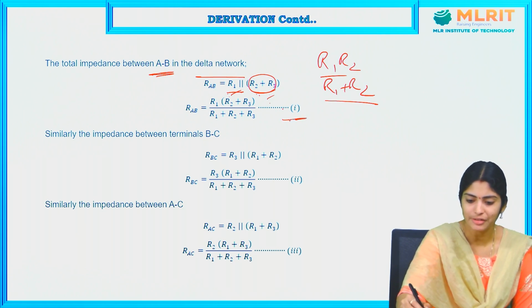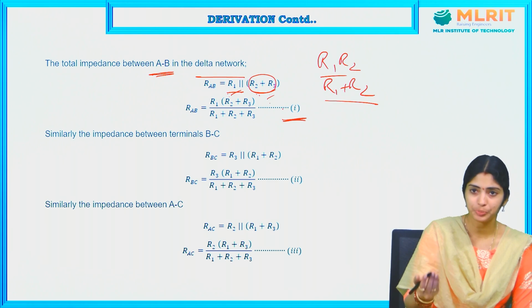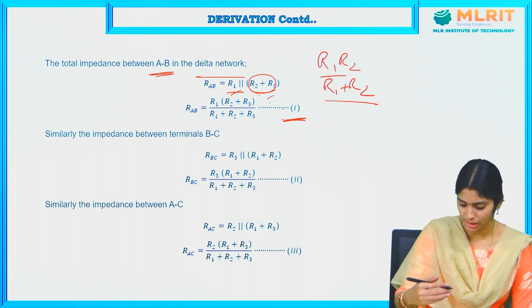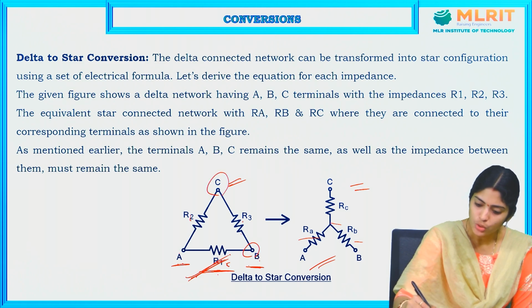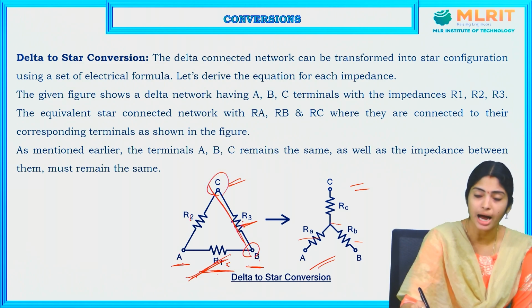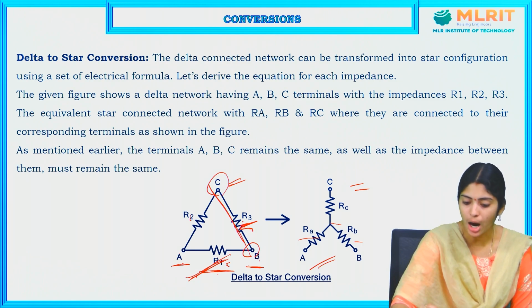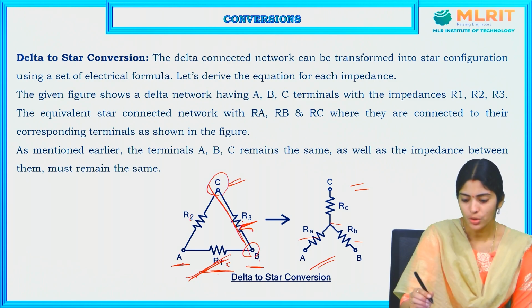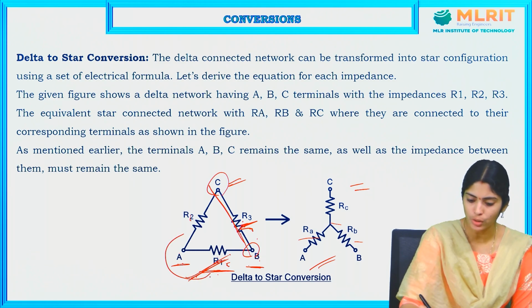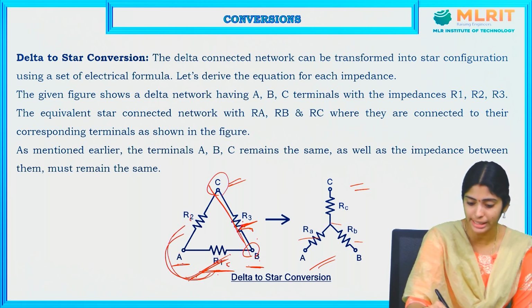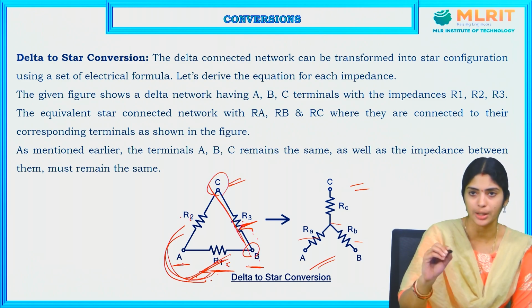Note this down as equation 1. Similarly, as we have done here, the same will be done for terminals BC as well as terminals AC. If we consider the BC terminals, across BC what is there? R3 is there, so we have to consider R3. How is R3 connected with the remaining two? R3 is parallel to R1 plus R2, because these two are connected in series, but R3 is parallel to R1 plus R2.